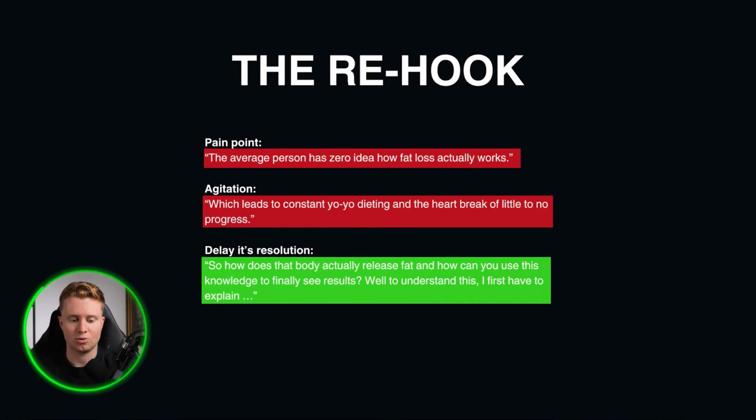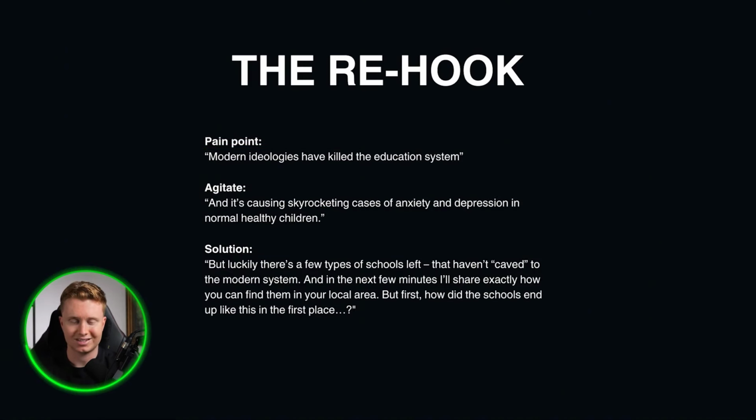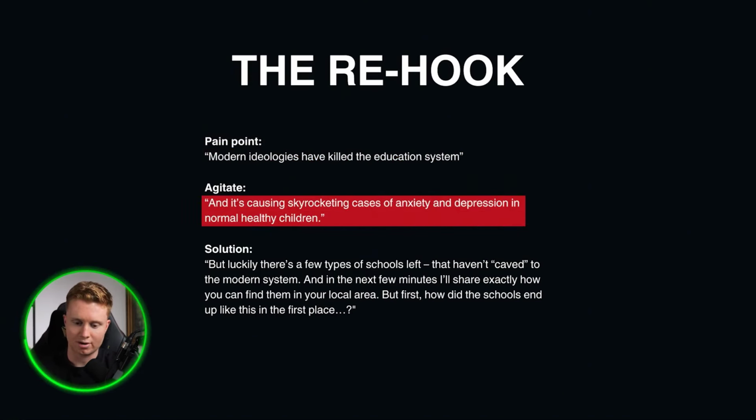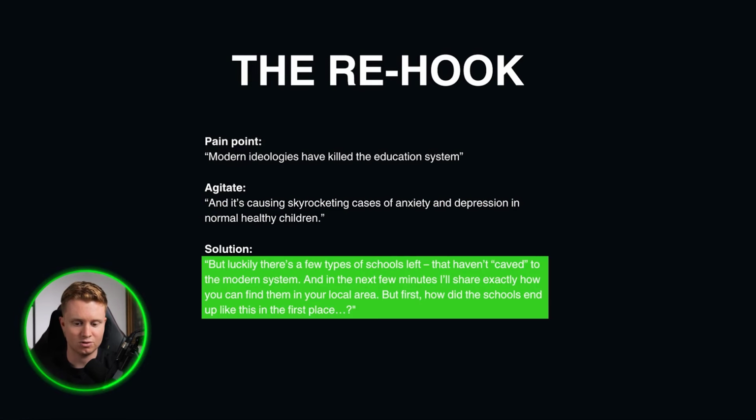But now let's run through one more quick example using this framework just to make sure everything is clear. Let's say we have a video about the 5 best ways to educate your children, and one of the topic points is finding a practical learning school. Here's how I would write the rehook using this formula. Modern ideologies have killed the education system, and it's causing skyrocketing cases of anxiety and depression in normal, healthy children. But luckily, there's a few types of schools left that haven't caved to the modern system. And in the next few minutes, I'll share exactly how you can find them in your local area. But first, how did schools end up like this in the first place?